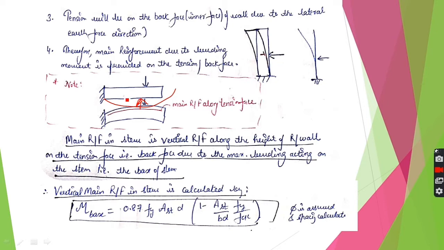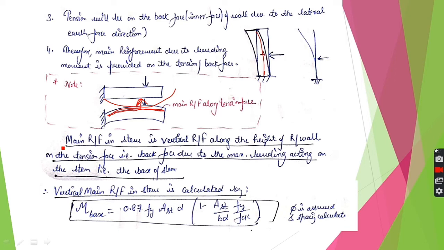So as if this was a cantilever beam, then the reinforcement would be provided along the length of your beam like this on the top face. Now in this case, as the direction of force is here and this is the tension face, so the reinforcement is provided along the length of your stem, that is along the height of the stem, due to the maximum bending moment acting on the stem, that is the base of stem.